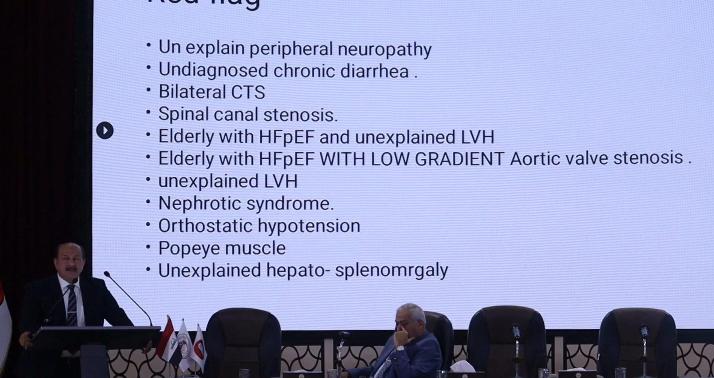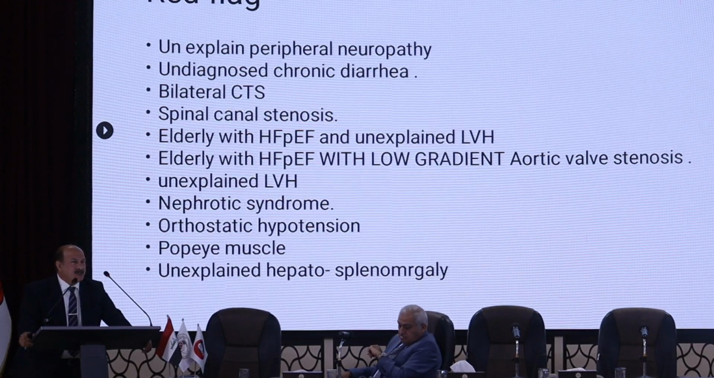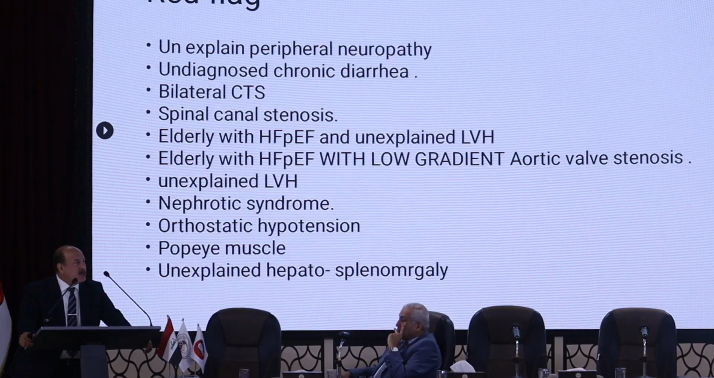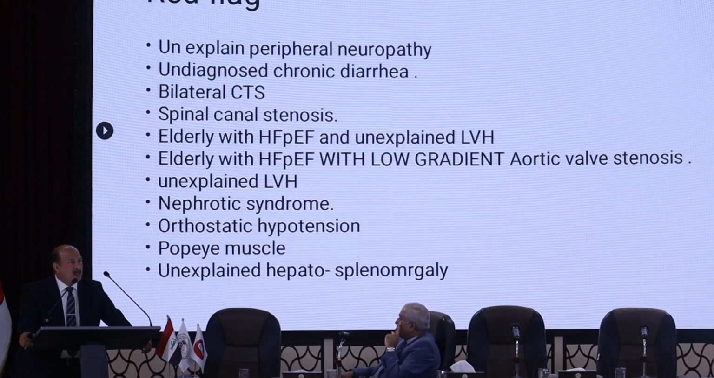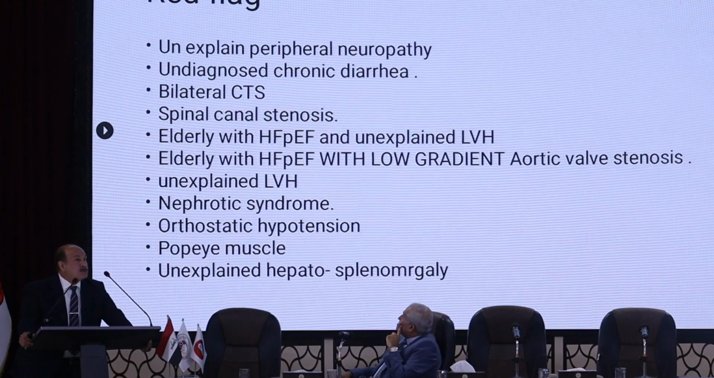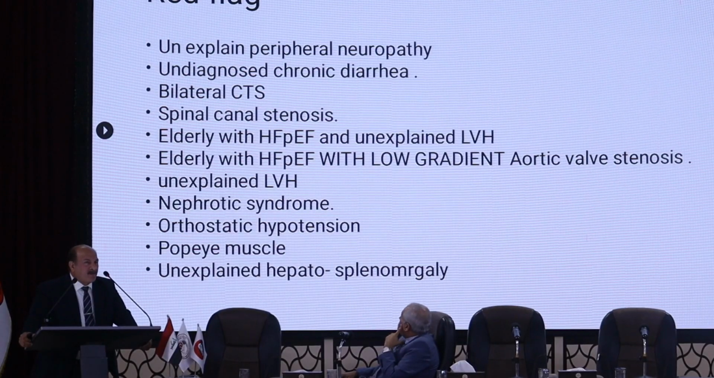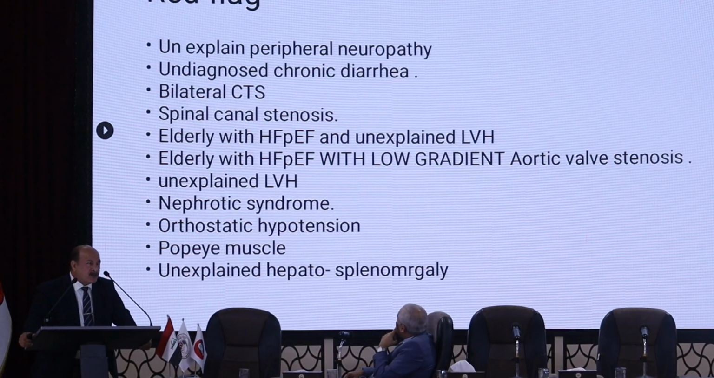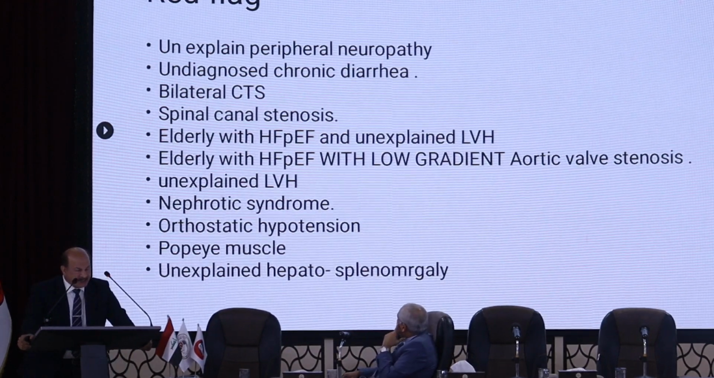So you have to think about amyloidosis if you are facing a patient with unexplained peripheral neuropathy. Weakness, paresthesia, no identifiable cause, think about amyloidosis. Chronic undiagnosed diarrhea, also you have to think about amyloidosis. Bilateral carpal tunnel syndrome. Spinal canal stenosis in the absence of significant compression in the spinal canal. There is no disc prolapse, and the patient came to you complaining of spinal canal stenosis, you have to think about amyloidosis as a possible cause of intermittent claudication.